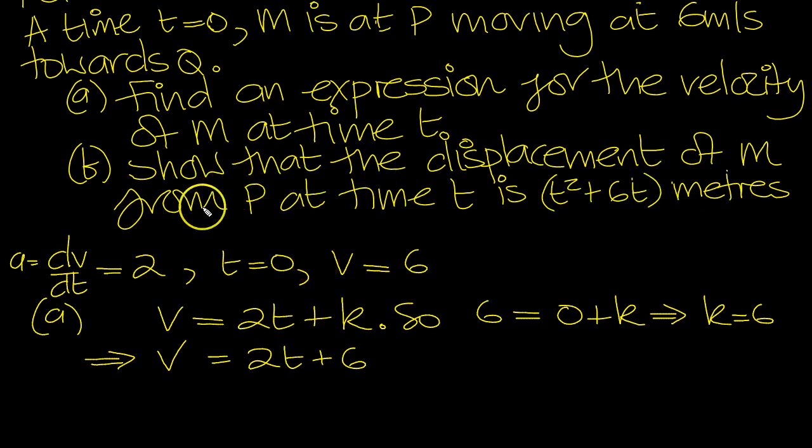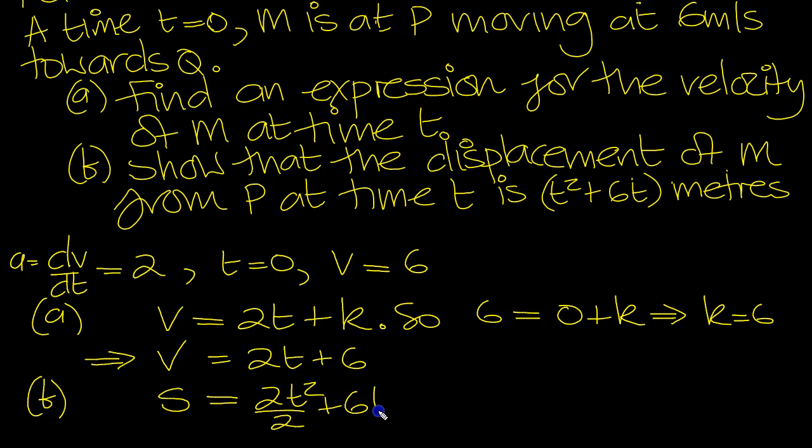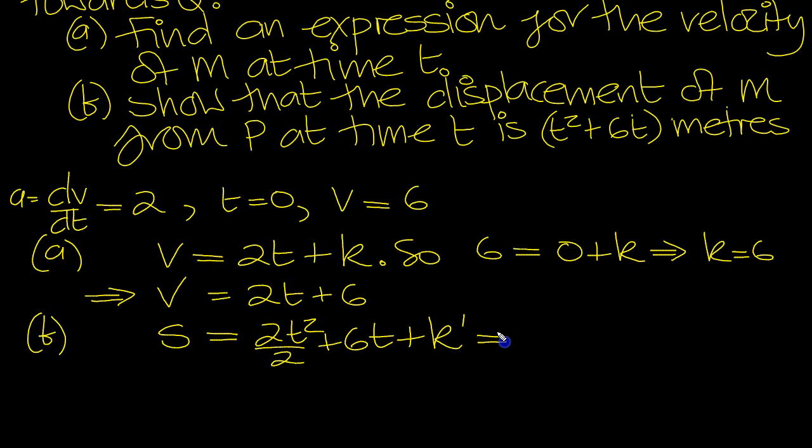And then show that the displacement of m from P at time t is t squared plus 6t meters. So here, part B, integrate the velocity and you get the distance. s equals 2 integrated with respect to t, which is t squared over 2, plus 6t plus k dashed, another constant of integration. So that tells us s is equal to t squared plus 6t plus k dashed.